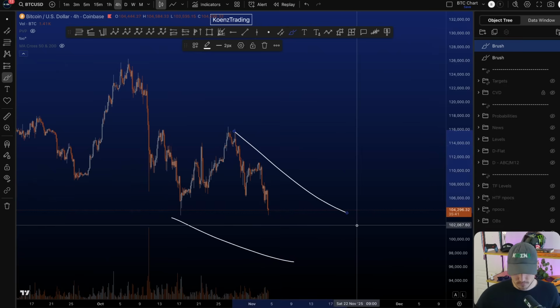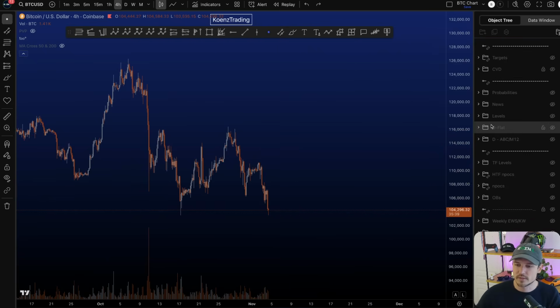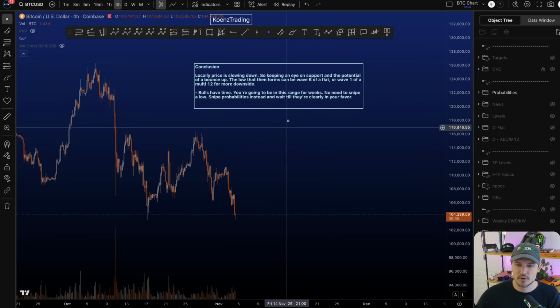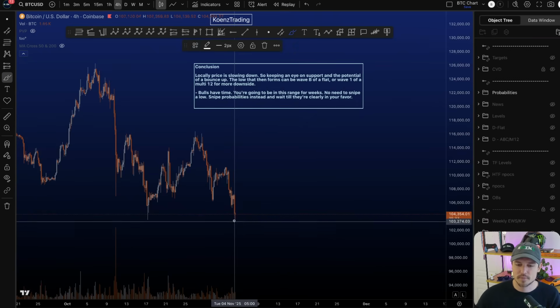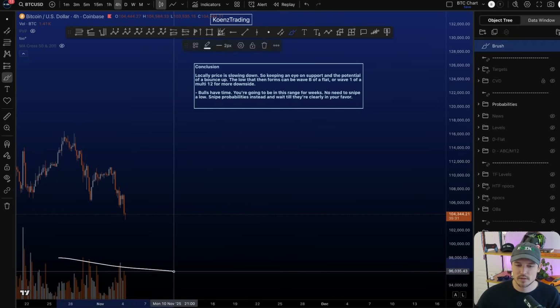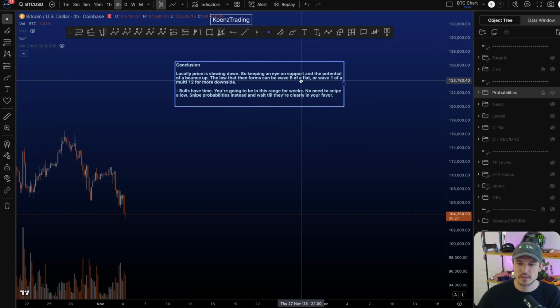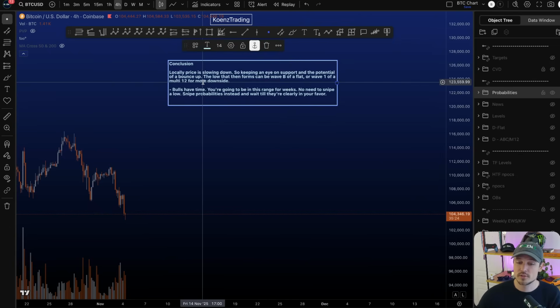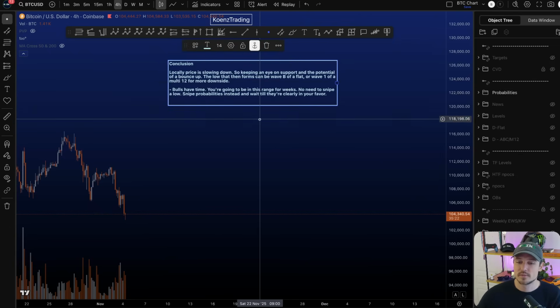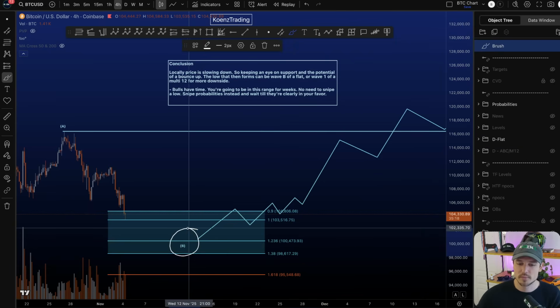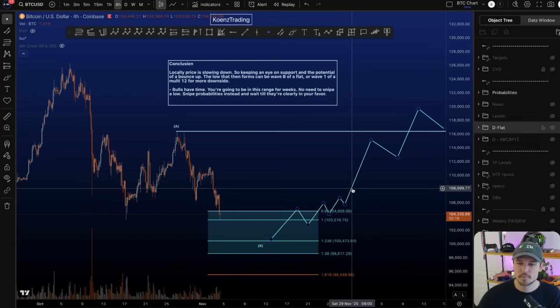Alternatively, diagonal, but low probabilities, not relevant at the moment. So then we get to basically the conclusion. Locally, price is slowing down over here, right? Not a low on decreasing volume at the moment. So keeping an eye on support and the potential of a bounce up, that's interesting. The low that then forms can be wave B of a flat, according to the scenario showed here, and price moves up.